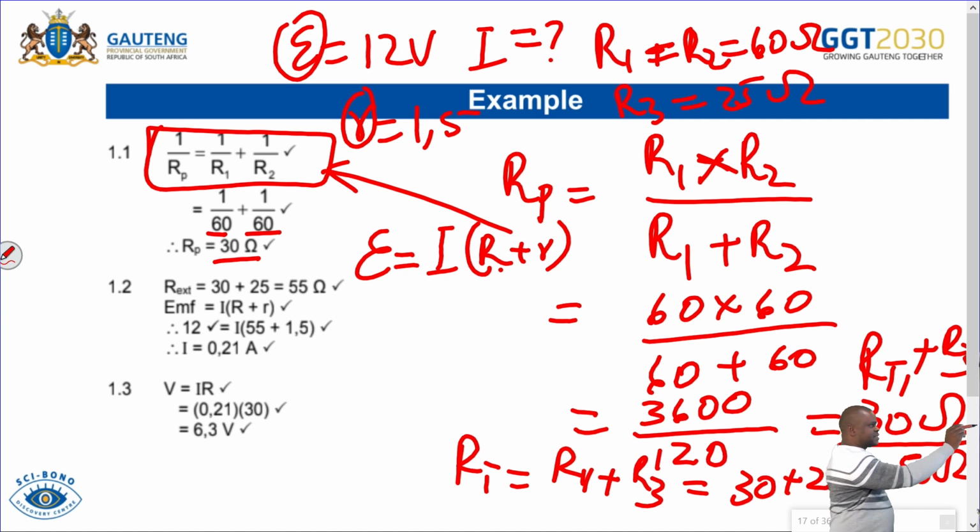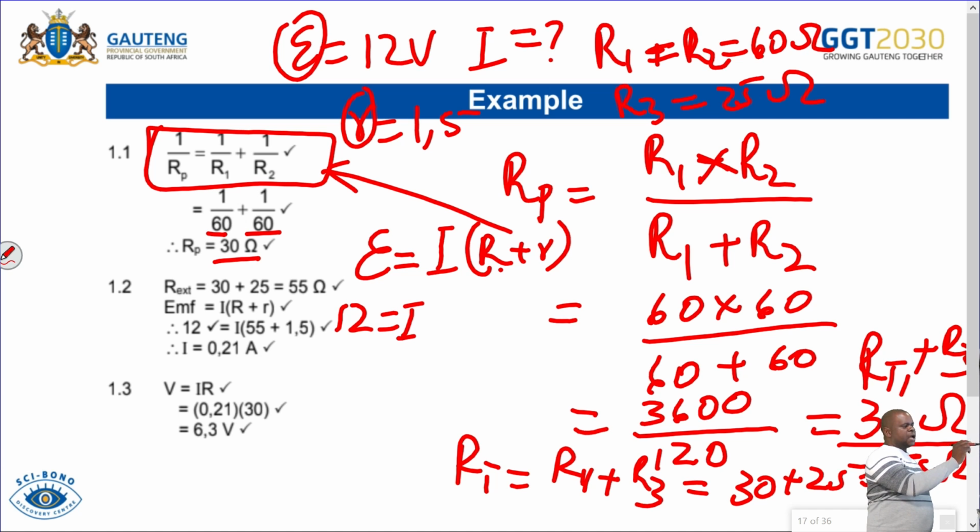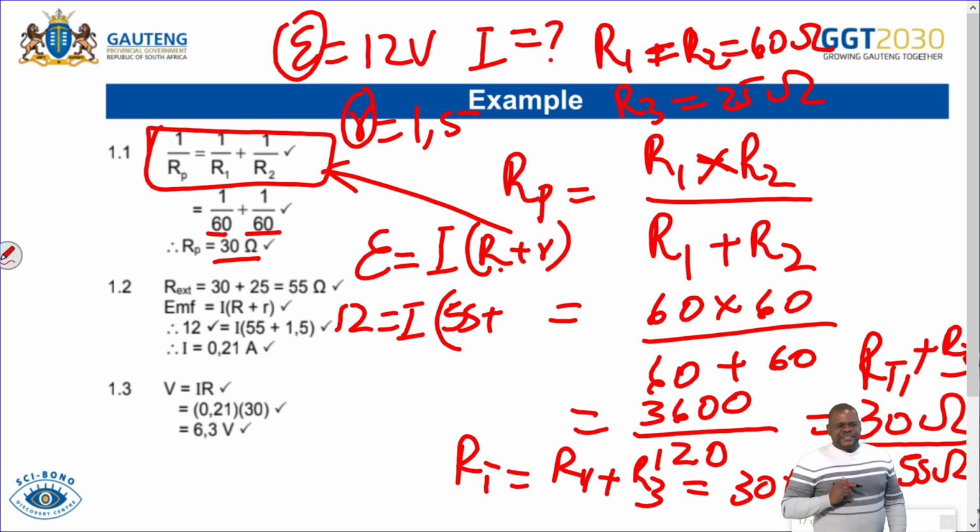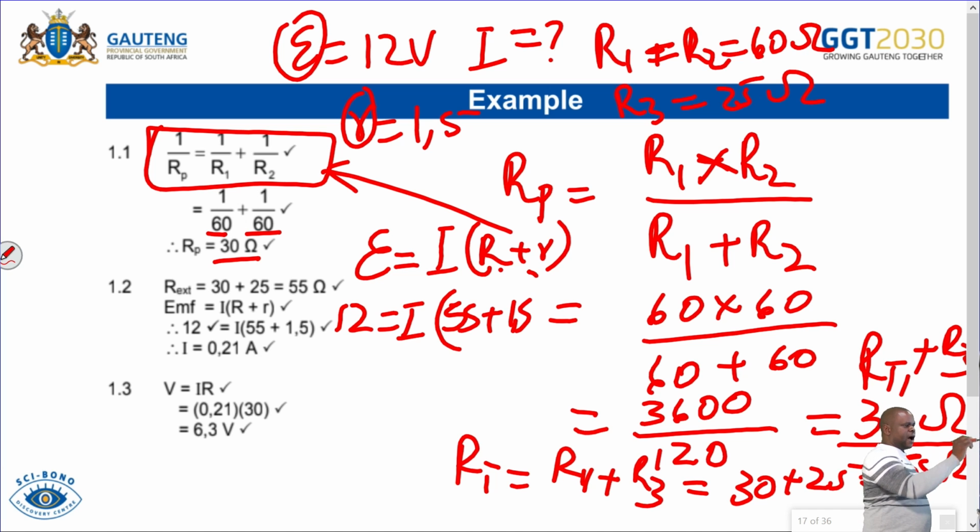Then this is the total resistance in the circuit. That is why here we're going to put 12 equals to I, because our current is unknown. Then we continue by saying it's equals to 55 plus the internal resistance. Internal resistance is equals to 1.5.